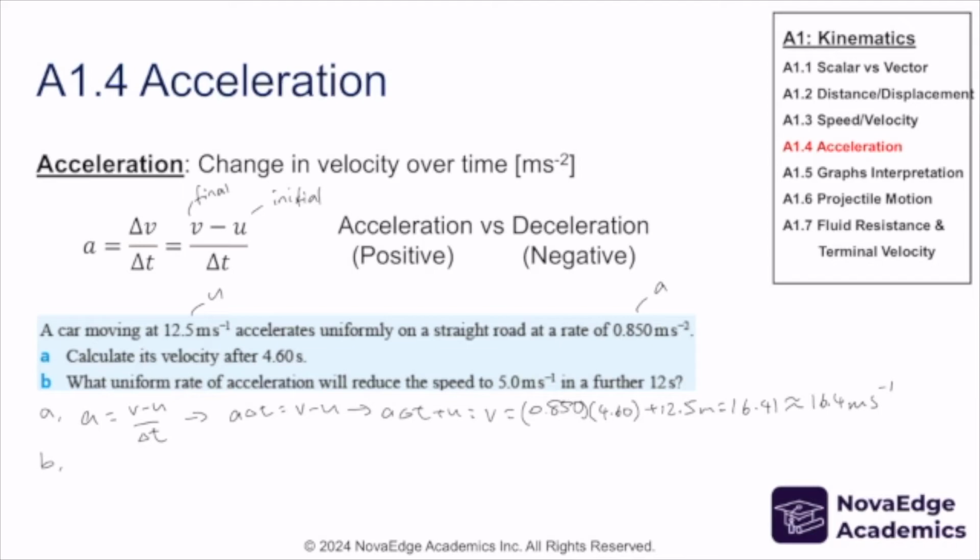So part B, well, for me to get to 5 meters per second as a final value in 12 seconds, my initial velocity in this case is the 16.4 meters per second, right? So acceleration is equal to the final minus initial divided by t. So final is 5, initial is 16.4, divided by 12. And you should get negative 0.95 meters per second squared.